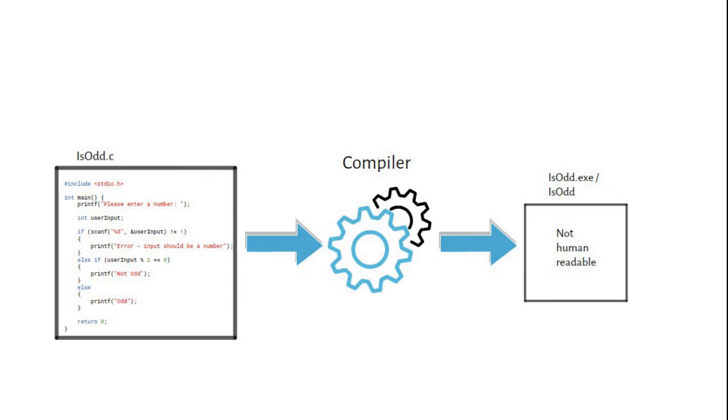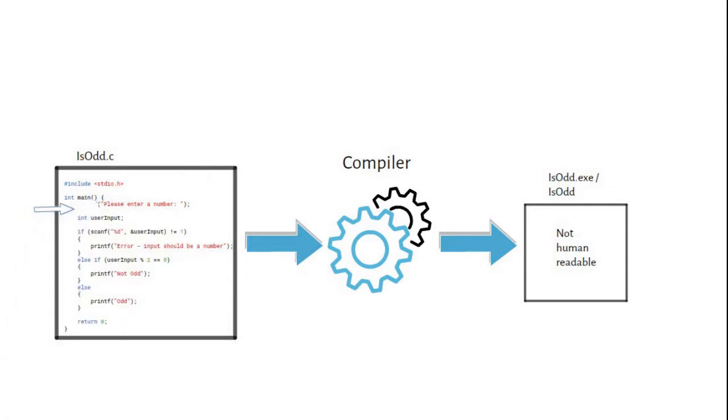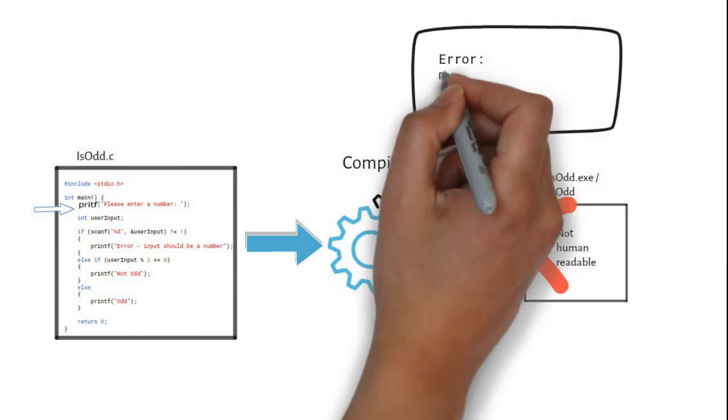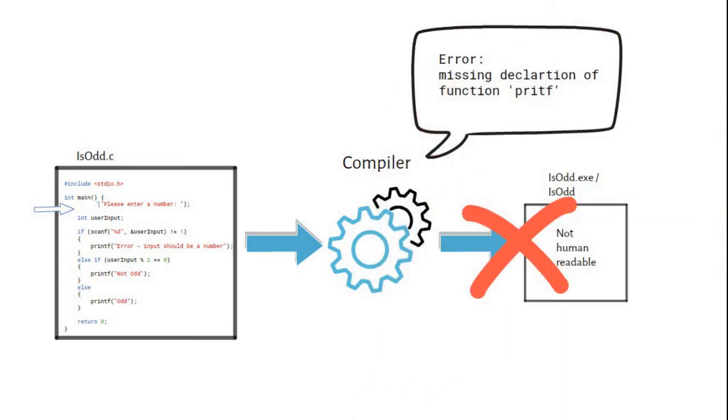If there is a syntax error in our source code, the compiler won't be able to generate the output and it will let us know about the error. For example, let's assume we mistakenly missed the AND letter in the printf command. When compiling this file, the compiler will print an error saying that the method printf is not declared. Then we should fix it and run the compiler again. And now it works.